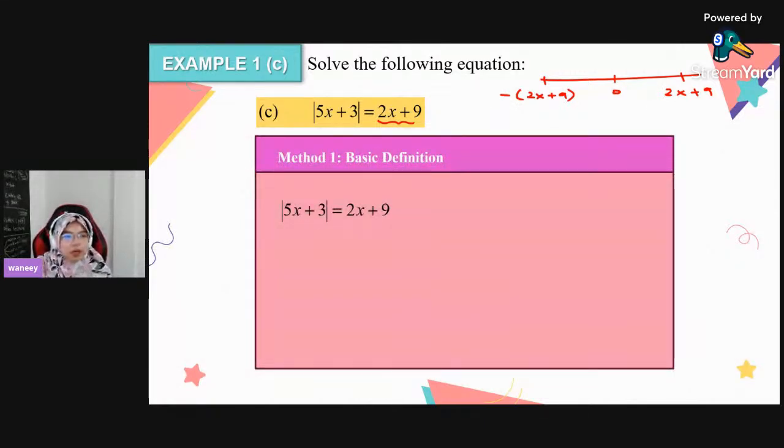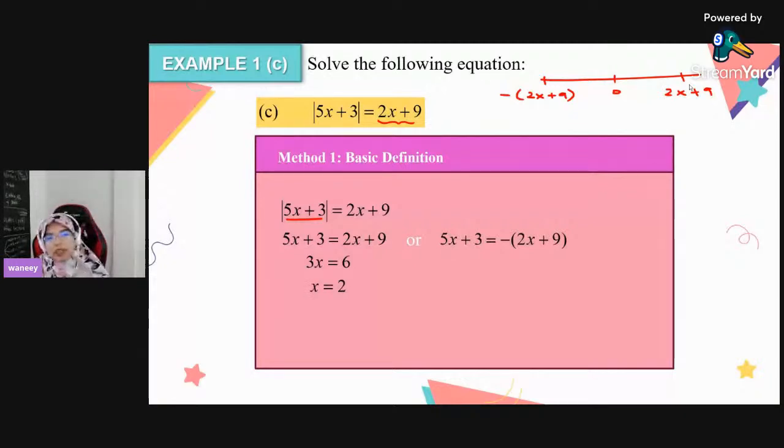So the first one, we are going to take 5x plus 3 equal to 2x plus 9. On the right hand side, the distance is 2x plus 9. And then 5x plus 3 equal to the negative of 2x plus 9. So we are going to separate them into 2. So 5x plus 3 equal to 2x plus 9, or 5x plus 3 equal to the negative of 2x plus 9. And then of course, you should solve them one by one. So collect all the x to the left, all the numbers go to the right hand side, and then you should make x your subject. Okay, so you got 3x equal to 6, x will be equal to 2.